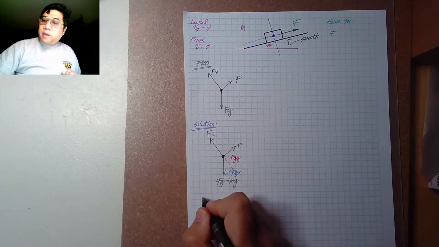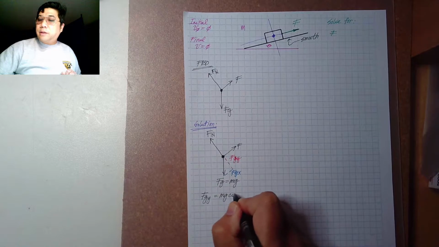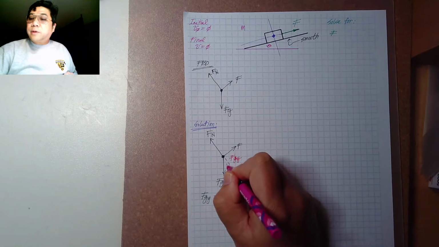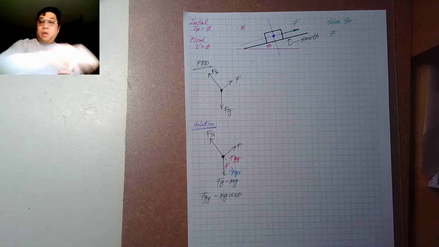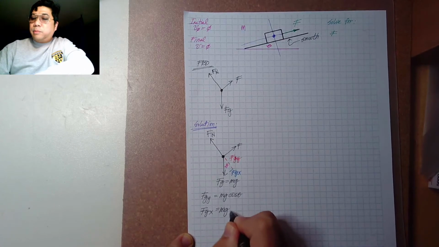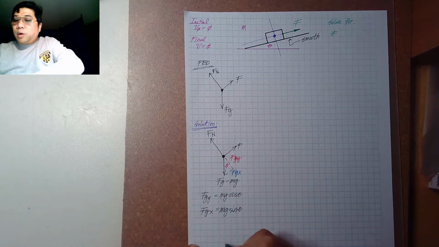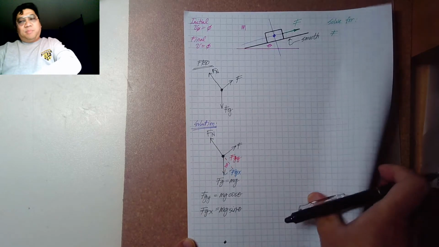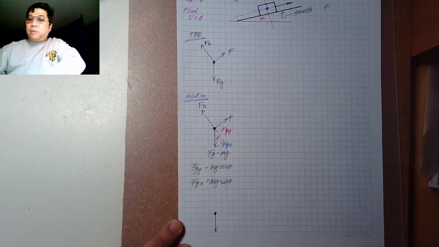We all know that Fgy is mg multiplied by cosine theta. And again, the reason why we're using cosine instead of sine is because your angle is measured along the y-axis. And then we have Fgx, which is simply mg multiplied by sine theta. So therefore, going to the next step of our free body diagram, we're moving faster compared to the previous question because now we know what we're doing.